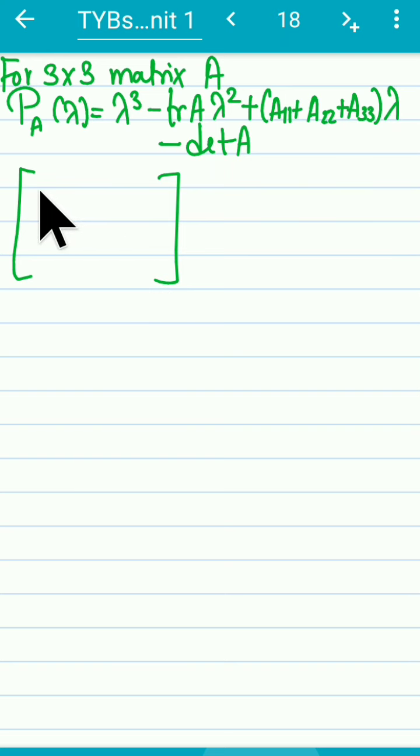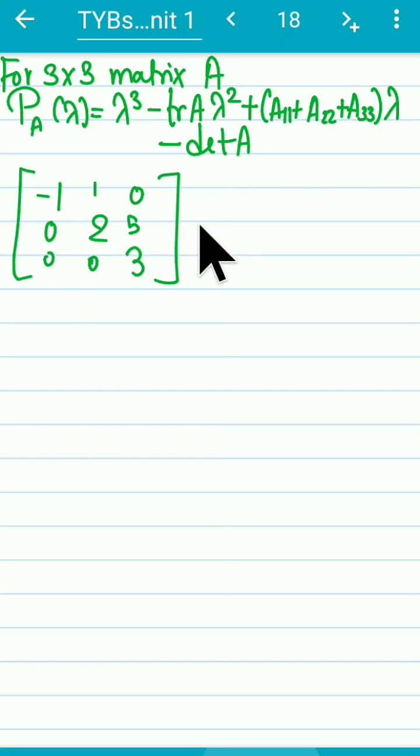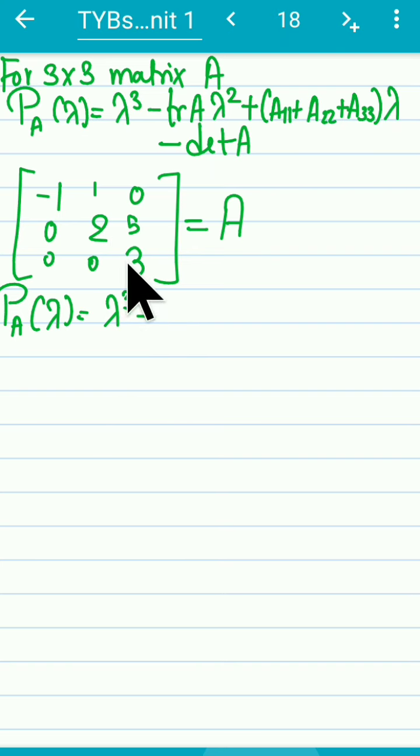Suppose it is some upper triangular matrix with rows 3, minus 1, 2; 0, 2, 5; 0, 0, minus 1. So my A is equal to this. I want to find the characteristic polynomial for this. So the characteristic polynomial is lambda cube minus trace. What is the trace? Trace is nothing but the sum of the main diagonal entries. It is 3 plus 2 is 5, 5 minus 1, so it is 4 lambda square.